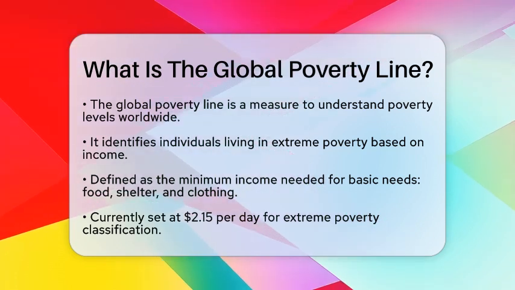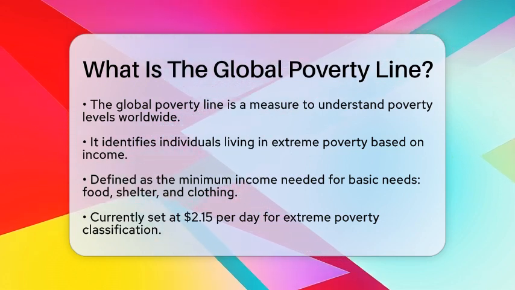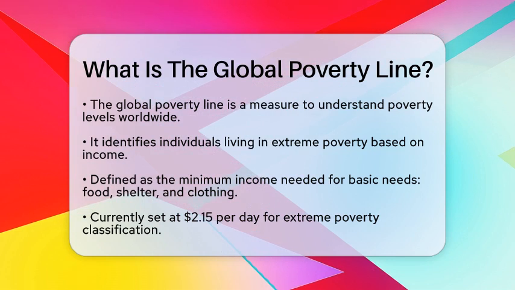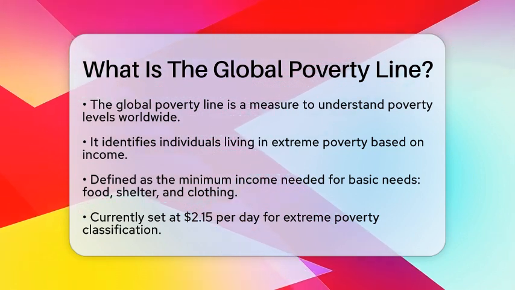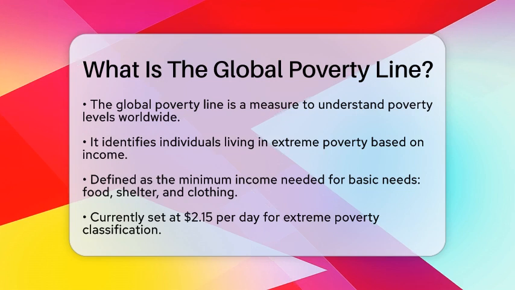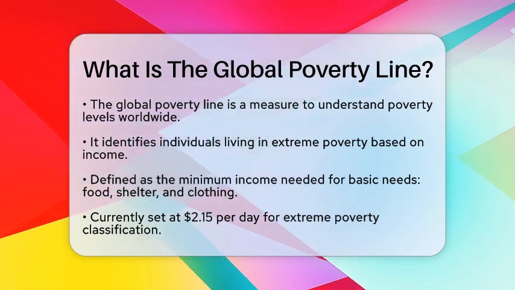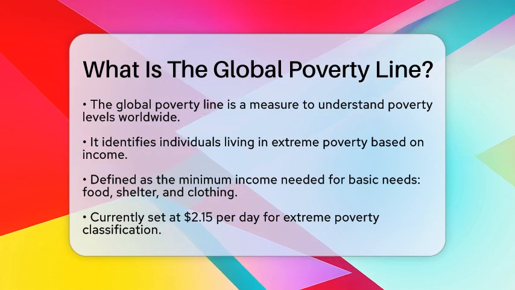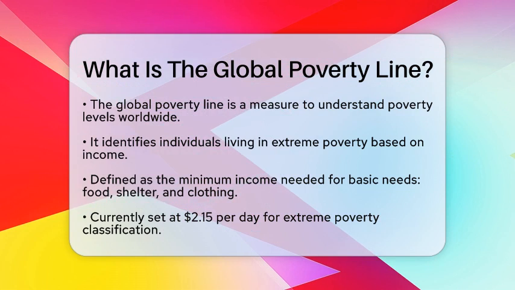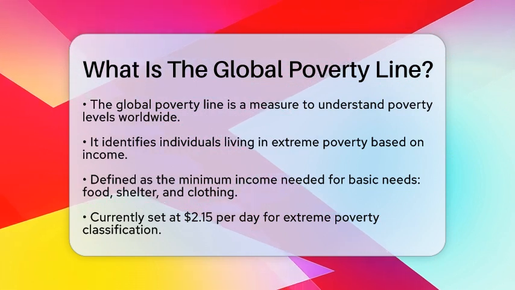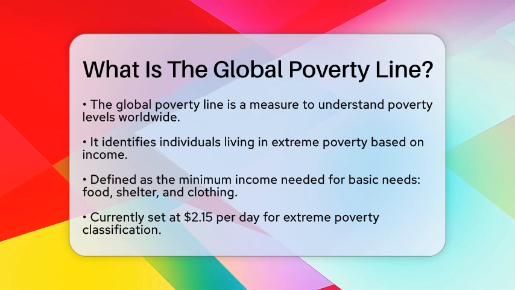This line is defined as the minimum level of income necessary to meet basic needs such as food, shelter, and clothing. Currently, the global poverty line is set at $2.15 per day. Anyone living on less than this amount is considered to be living in extreme poverty. This figure has changed over time. It increased from $1 per day in 1990 to the current level, reflecting adjustments for inflation and rising costs of essentials.